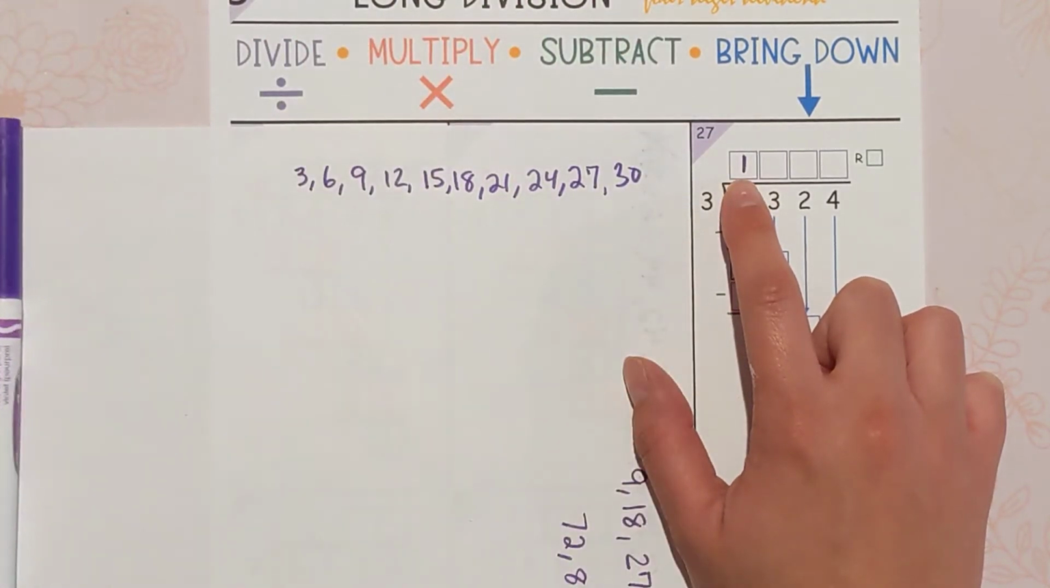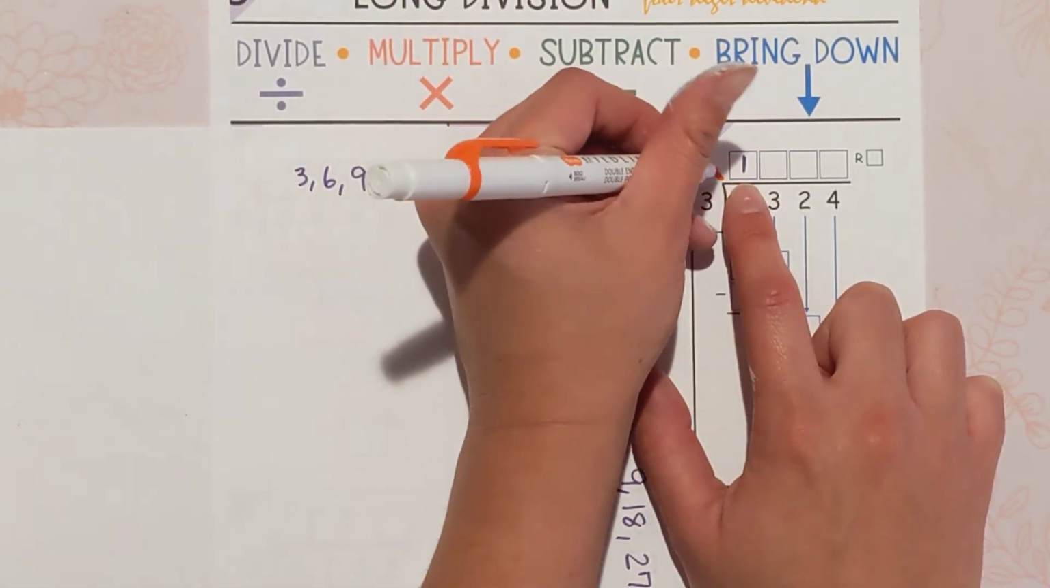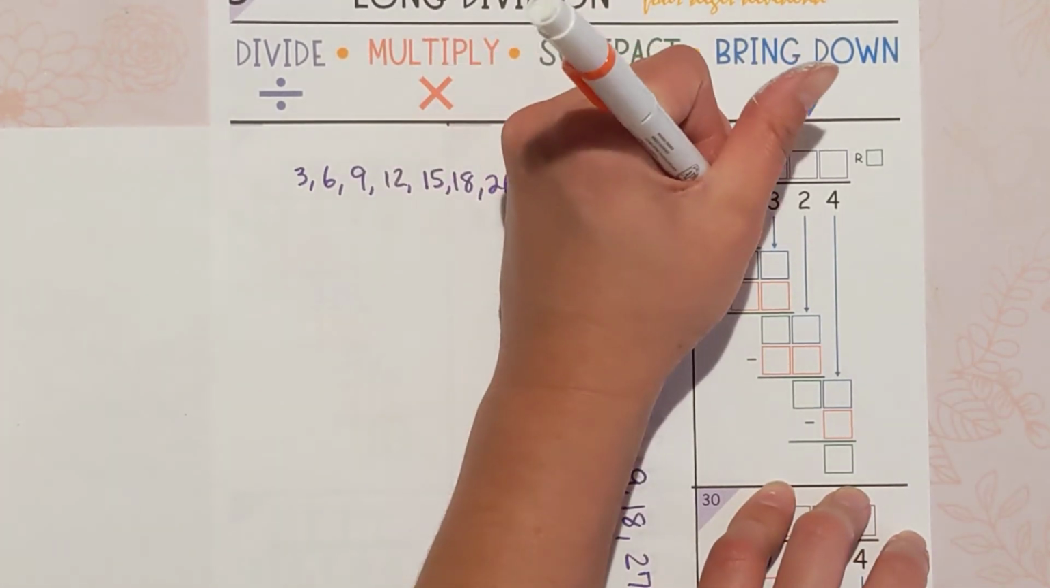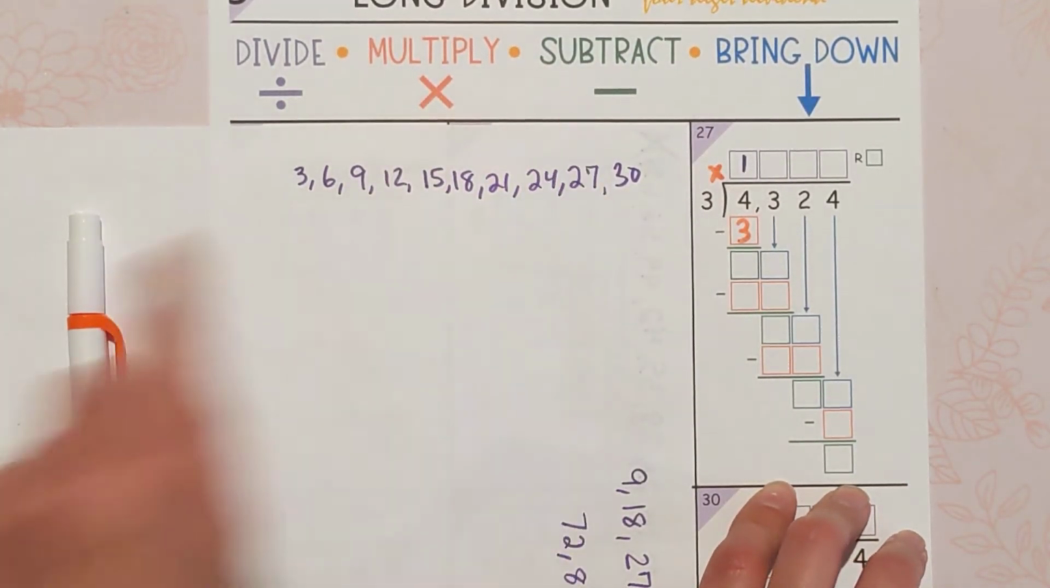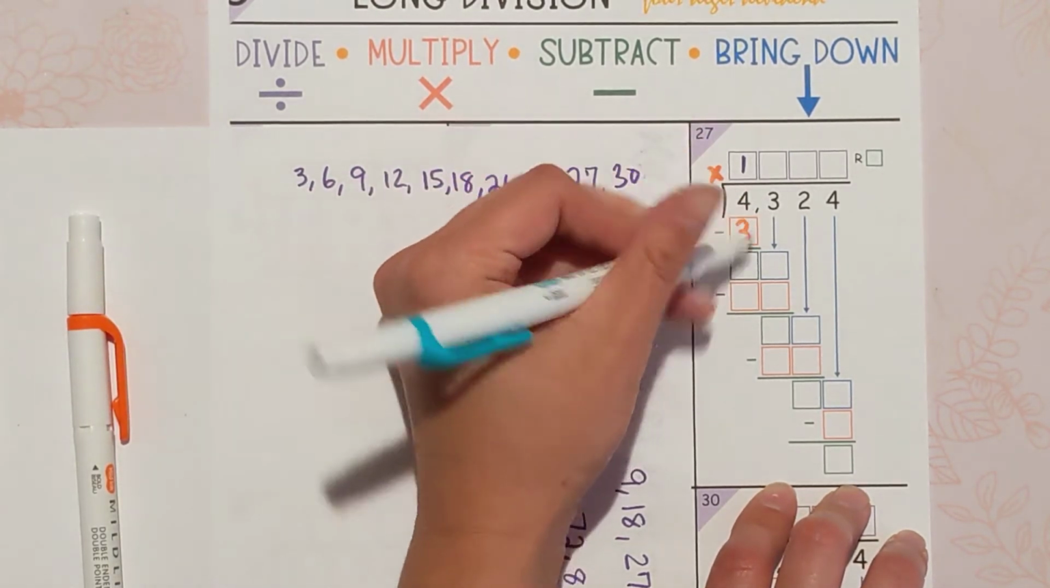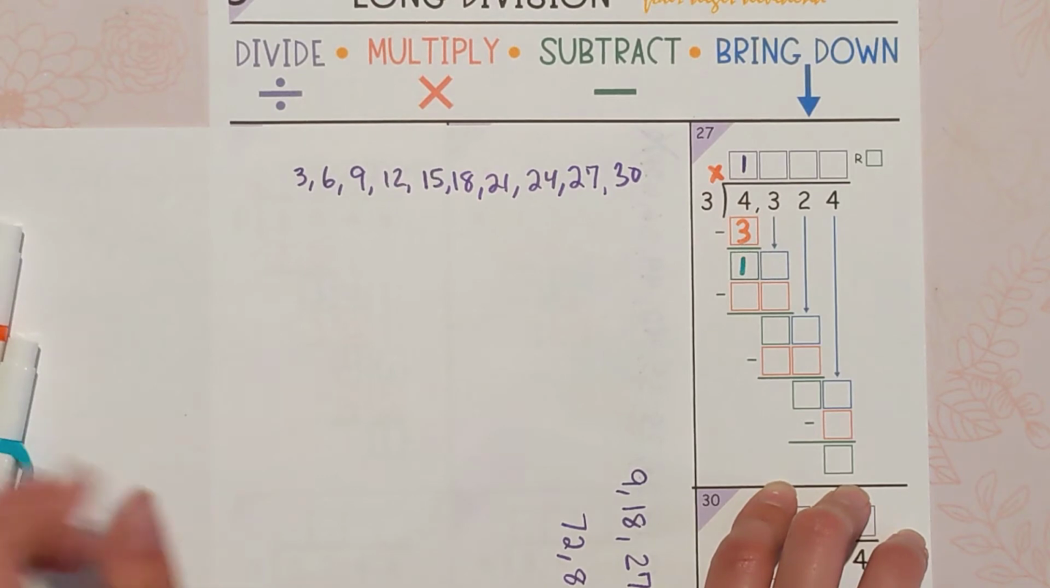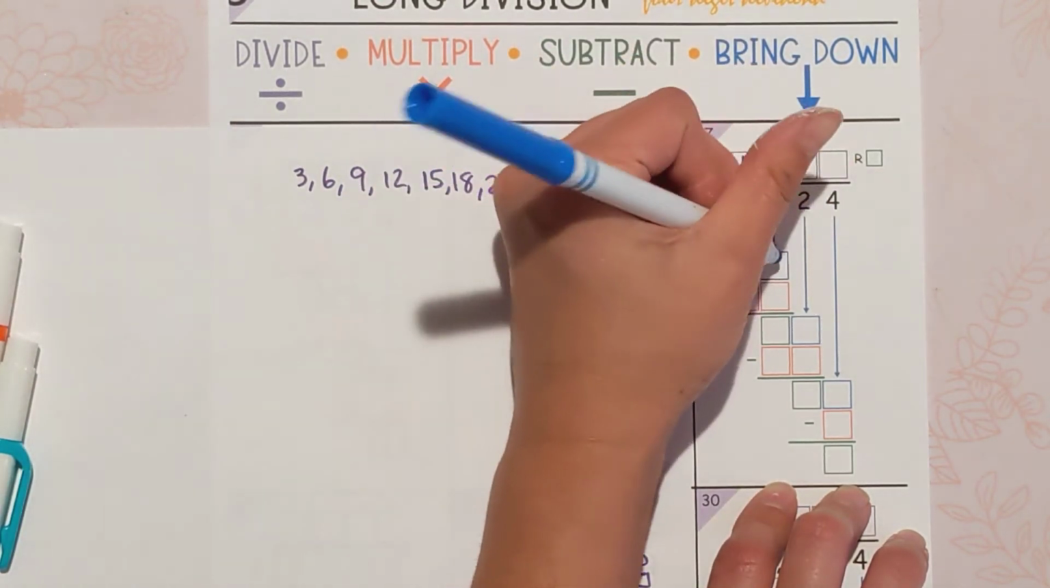The next step is to multiply that 1 right back with the 3. 1 times 3 is 3. Now we're going to subtract. 4 minus 3 is 1. What's our next step? Now we're going to bring down the 3.